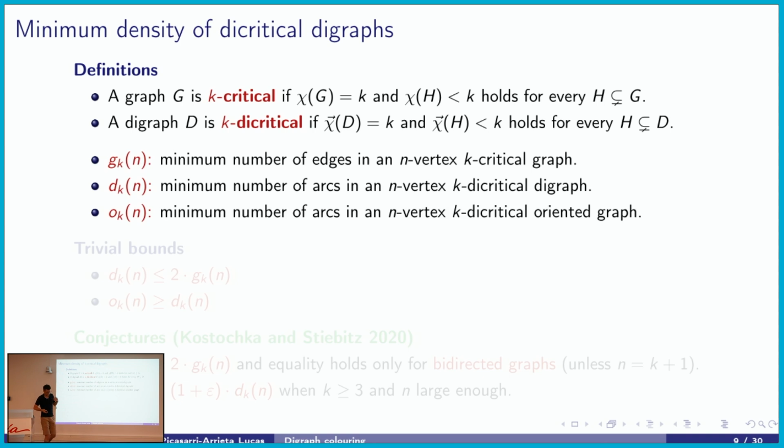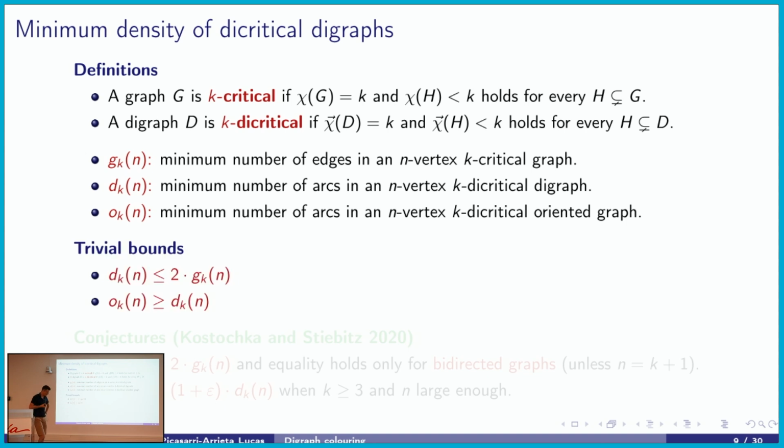And for these particular graphs and digraphs, a natural question is to ask what is the minimum density of such graphs and digraphs. And for this, we introduced g_k(n), which is just the minimum number of edges in a k-critical graph on n vertices. And in the same way, we define d_k(n), which is the minimum number of arcs in a k-diacritical digraph on n vertices, and o_k(n), which is just the same for oriented graphs.